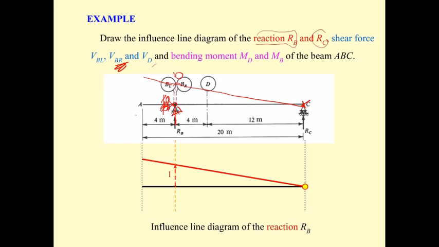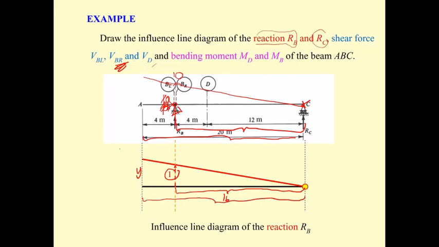Since you know this is 1 unit, right? And over here is going to be what? Over here is going to be 16. And this is going to be Y, or the length is going to be 20, so this is going to be 20. We can determine Y by similar triangles: Y over 20 equals 1 over 16.